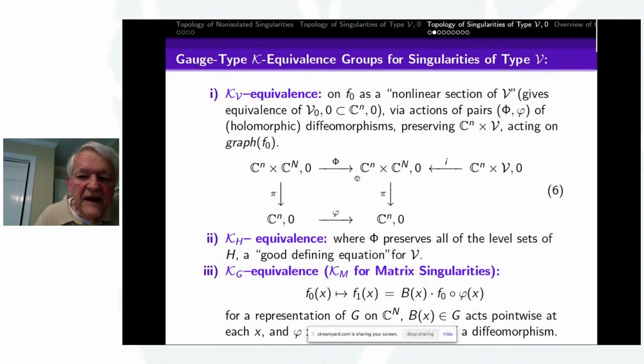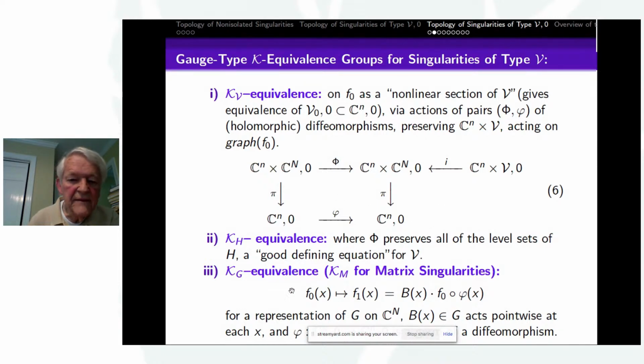We can refine this. Namely, we have phi not only preserving V in each fiber, but we can actually preserve a defining equation for V. That is, it's not going to just preserve V, but it's going to preserve all the fibers of H in each fiber. So this is something where if we have a Milnor fibration for V, this is going to capture some properties of the Milnor fibration under the equivalence.